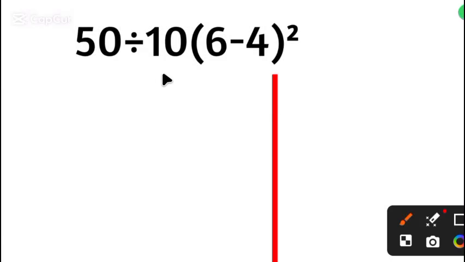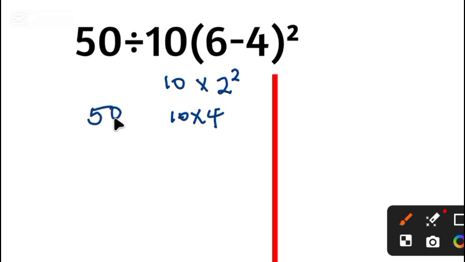Hey, this equation caused confusion on the internet because people are getting two different answers. Which looks correct? 6 minus 4 will give us 2. 2 to the power of 2 times 10. And then 2 to the power of 2 will give us what? 4. So 10 times 4, we have 50 here.